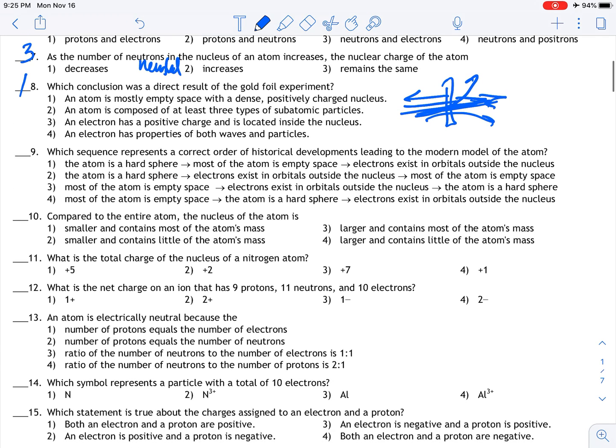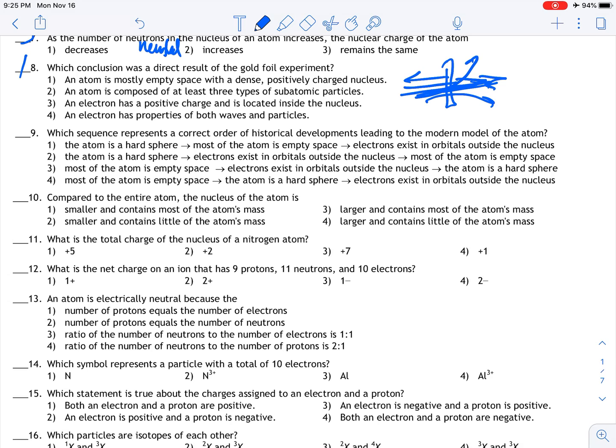Which sequence represents the correct order of historical developments? So first we had Democritus. By the way, there's a whole timeline in your notes, starting with the hard sphere, atomos, kind of like the billiard ball or a lacrosse ball. Then we have most of the atom is empty space. That's Rutherford. Then we have electrons exist in orbitals, which is Schrodinger.